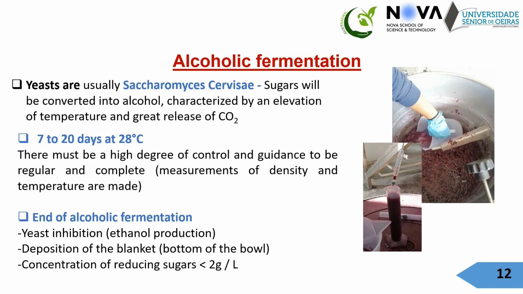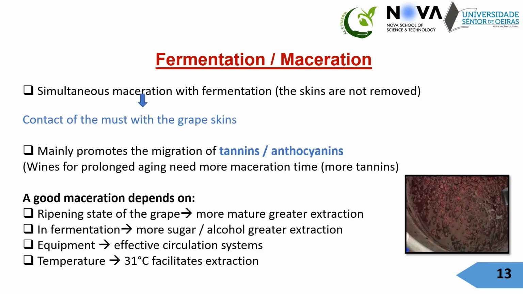During this process, there must be high control and guidance for it to be regular and complete, with measurements of density and temperature. Maceration occurs at the same time as the fermentation, consisting of the contact of the must with the grape skins, promoting the migration of tannins and anthocyanins.